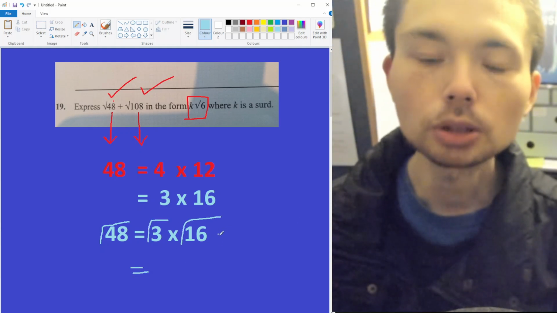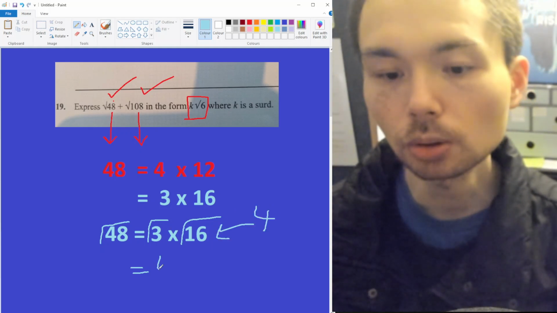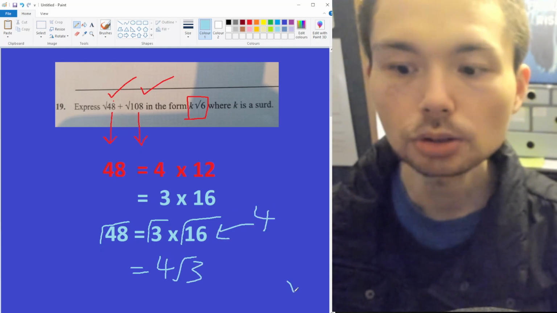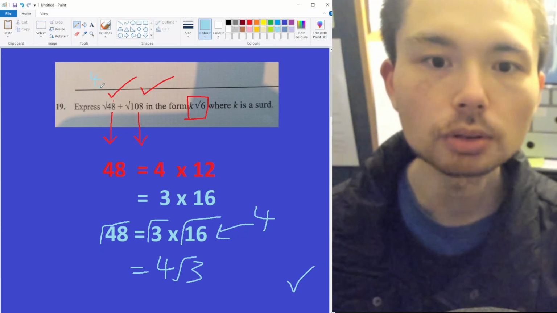Why am I choosing this? Because root 16 is the same as 4. So this is really 4 times root 3. And you remember the term I wrote in the bottom right corner? It is exactly the same. Let's write that above 4 root 3.